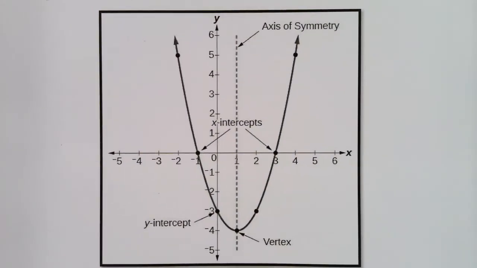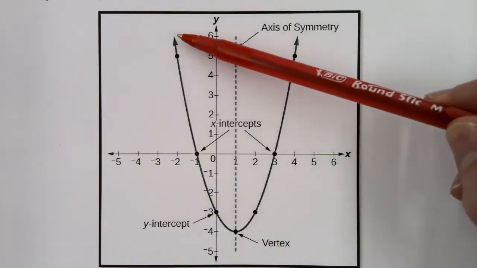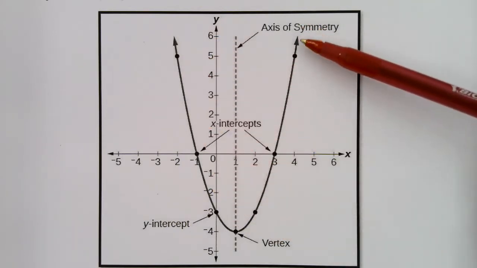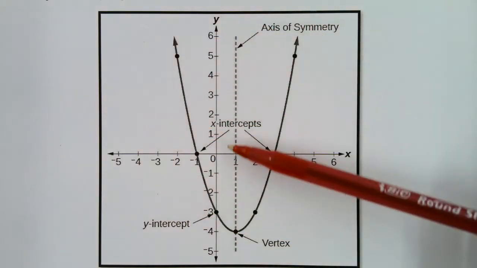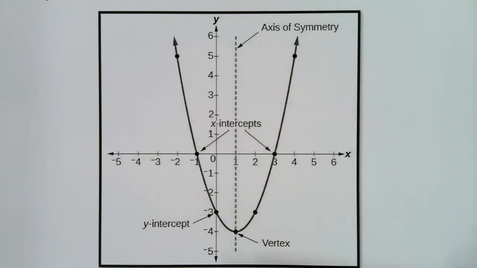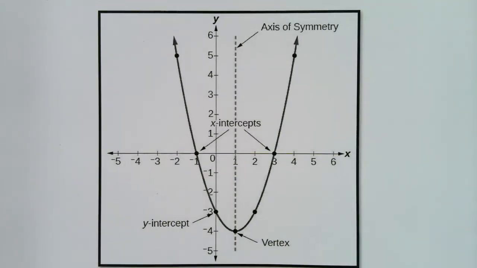Okay, so here's the graph of a parabola. We did this yesterday in that lesson, but there's the parabola right there. There's the axis of symmetry. These are called the x-intercepts. That's the y-intercept, and that's the vertex. So like I said, we have 4 examples today.